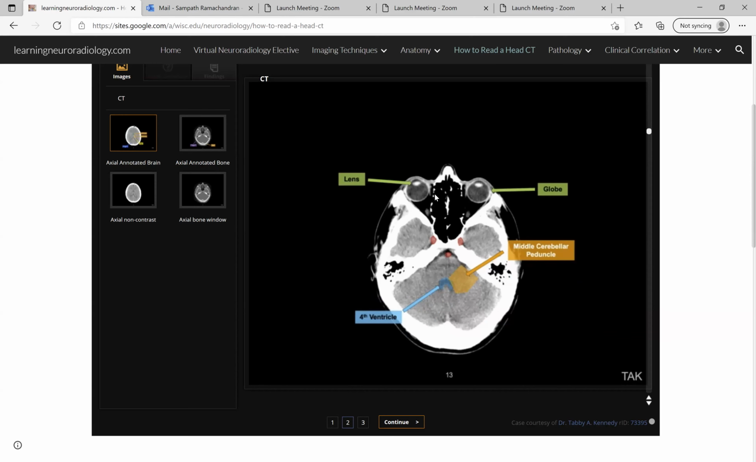You can also see your globe and part of your orbits here. And we pick up a lot of pathology here too in the orbit. Of course, I won't be speaking about that today because that's an entirely different lecture that I have to give on the pathology there. Fine.